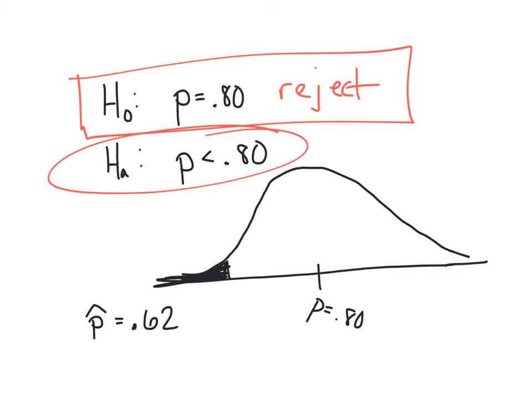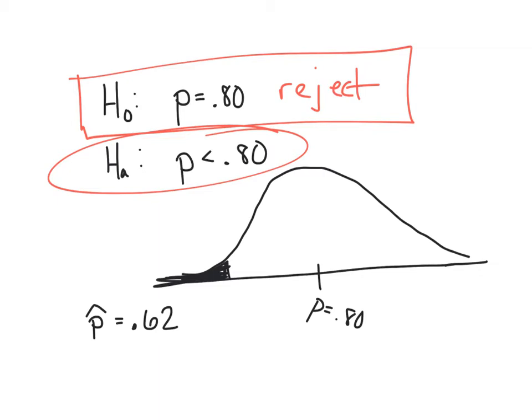You want it to be rare. Often we say 5% is pretty rare. If it's less than or equal to 5%, pretty good. Sometimes we even get more rare than that. In medical studies, maybe we want it to be less than 1% to be convinced that we have convincing evidence for the alternative.